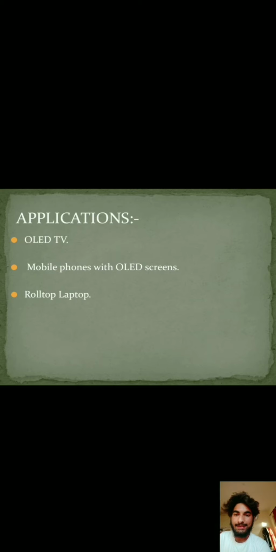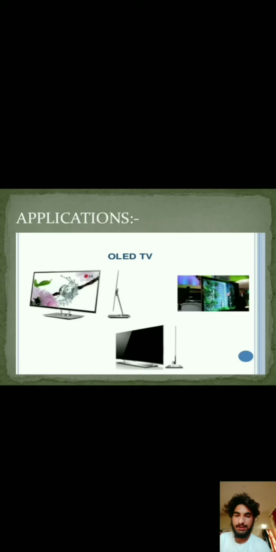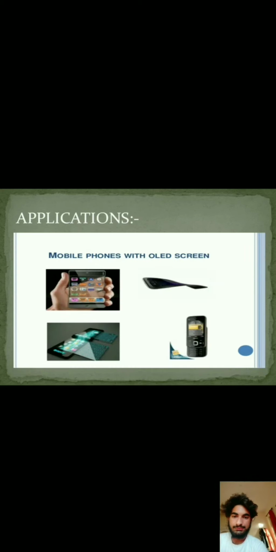Now we have the applications. First one is OLED TV. Next is mobile phones with OLED screens. Next is roll top laptop. Here you can see OLED TV. Next is mobile phones with OLED screen. First one you can see the transparent OLED. Next one is foldable one. You can see that it can be folded easily.